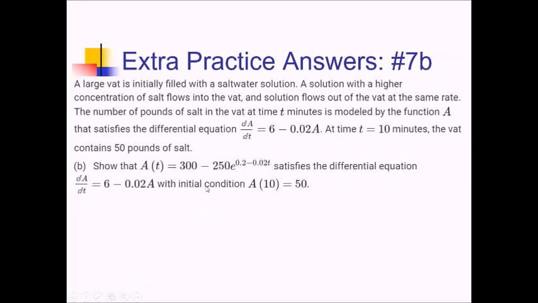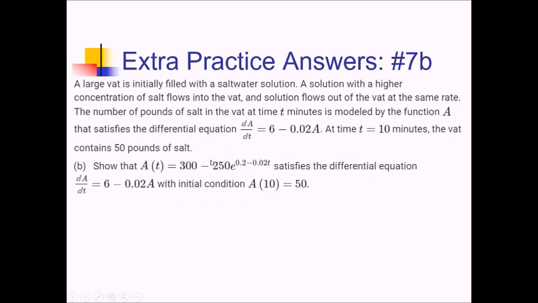For this piece of the problem, they want us to show that A of t equals 300 minus 250 e to the 0.2 minus 0.02t, say that 10 times fast, satisfies the differential equation dA over dt equals basically what they gave us up here, with the initial condition A of 10 equals 50, which in case you were wondering from part A, you could have looked ahead, I guess, and seen that that's pretty much what they were giving you here anyway. So there's two ways to do this. One way you could do this is you could solve this differential equation with this initial condition and show that it actually does come out to what they wrote here. And that's fine, that'll work. It'll take a while though.